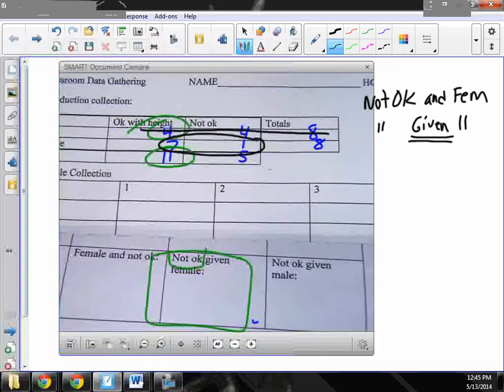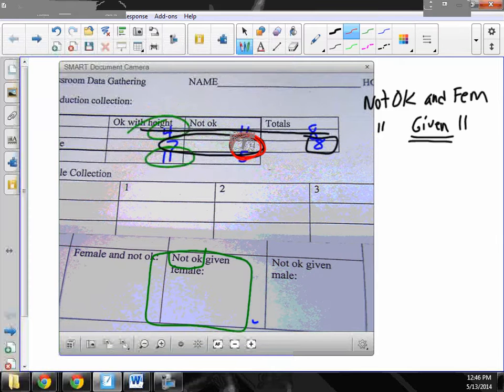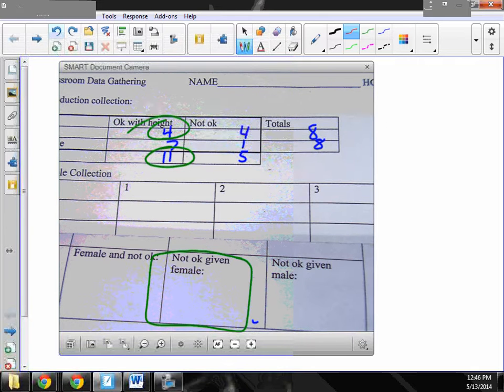So in this case, we took the 1 and we divide it by 8. So both probabilities have a numerator of 1. But and means you divide by the total, and given means you divide by just that row or just that column. So the next question is not okay given male. What's that going to be? So it would be 4 out of a total of 8. Do you think you can handle the rest of that particular side?